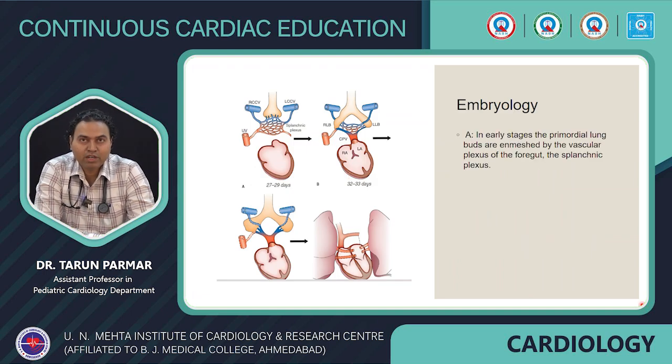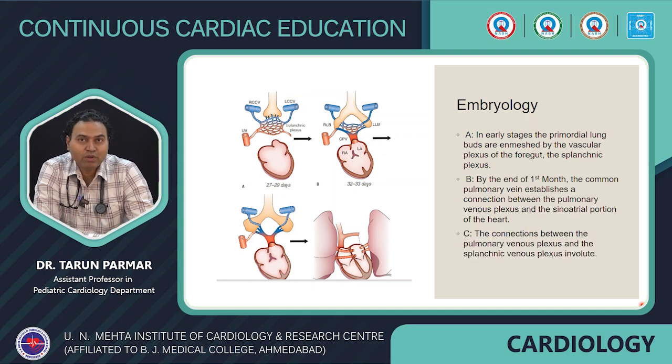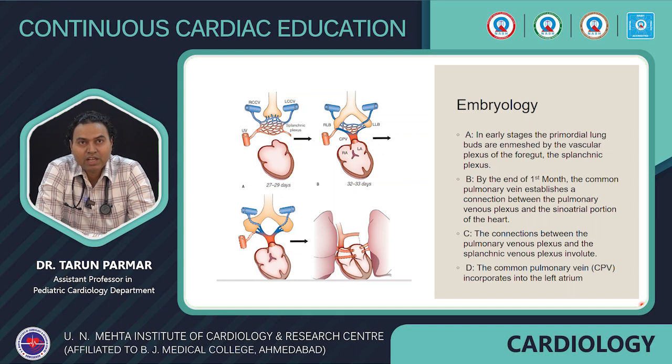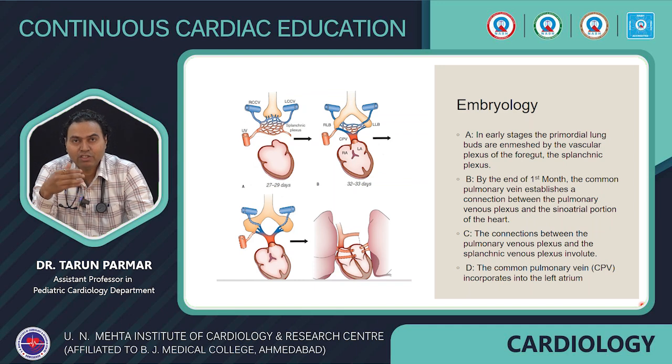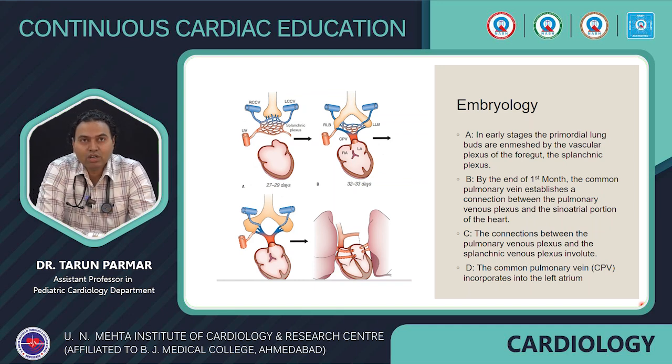Coming to the embryology part, in the early stages the primordial lung buds are enmeshed by the vascular plexus of the foregut, the splanchnic plexus. By the end of the first month, the common pulmonary vein establishes a connection between the pulmonary venous plexus and the sinoatrial portion of the heart. This common pulmonary vein originates from the posterior aspect of the left atrium, just adjacent to the septum primum. Then the connection between the pulmonary venous plexus and the splanchnic venous plexus involutes, and the common pulmonary vein is incorporated, or absorbed, into the left atrium.